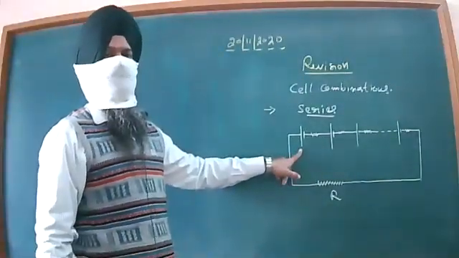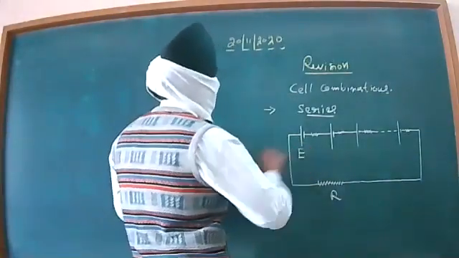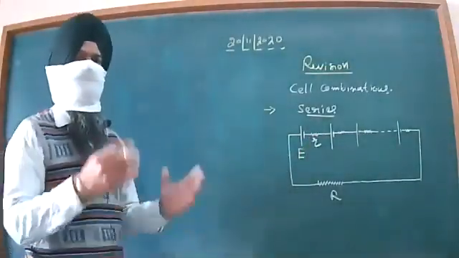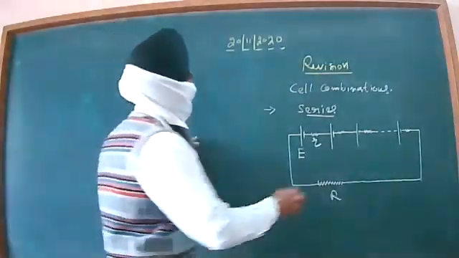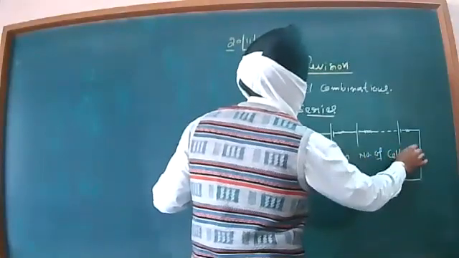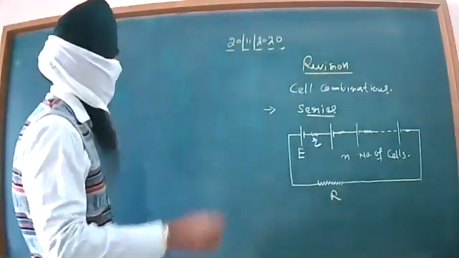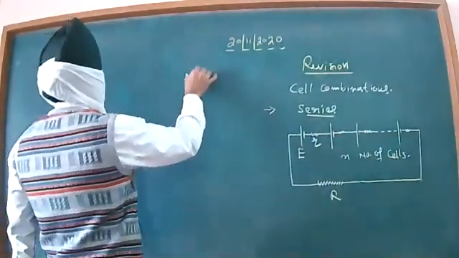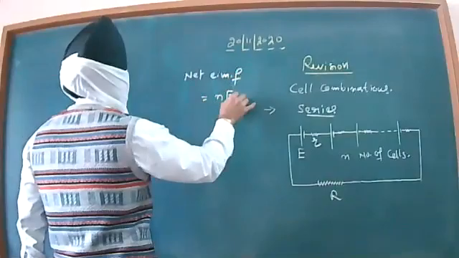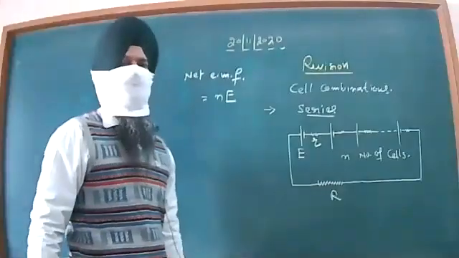Here, because the cells have been taken to be identical, imagine the EMF of each cell is equal to capital E, and small r is the internal resistance of each cell. Furthermore, imagine that N is the number of cells we are combining end to end, or in series, with each other. Now, dear students, the net value of EMF in the circuit is equal to N times E. E plus E plus E plus E, it will be N times E.